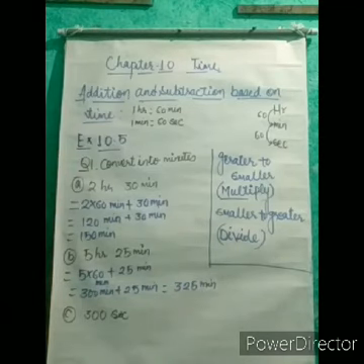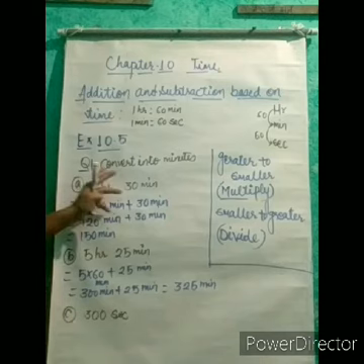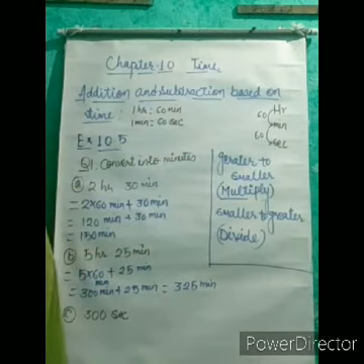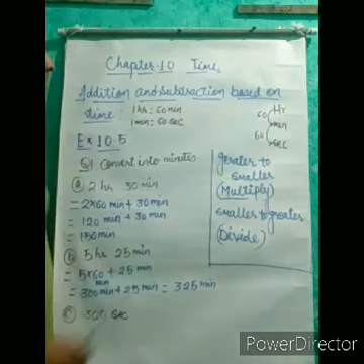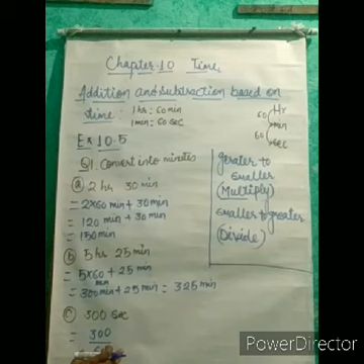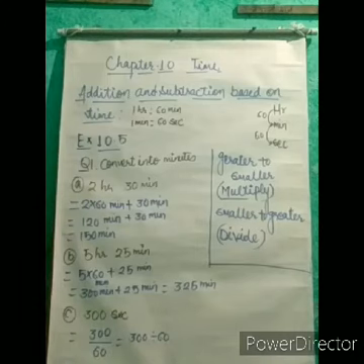But in this third case, you can see here 300 seconds, and we have to convert into minutes. So what we are doing, smaller we are converting into greater, seconds we are converting to minutes. So we will divide. 300 divided by 60. What answer will come? That will come in minutes and seconds.